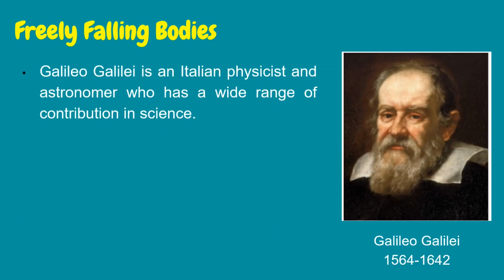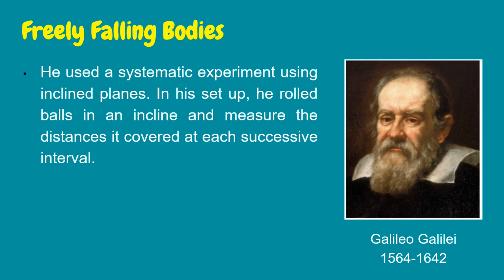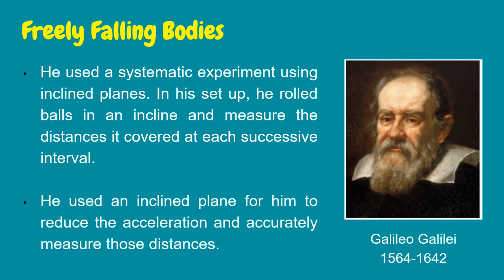Galileo Galilei is an Italian physicist and astronomer who has a wide range of contributions in science. One of his most important contributions is his formulation of both concepts and calculations governing free fall motion. He used a systematic experiment using inclined planes. In his setup, he rolled balls on an incline and measured the distances it covered at each successive interval. He used an inclined plane to reduce the acceleration and accurately measure those distances.